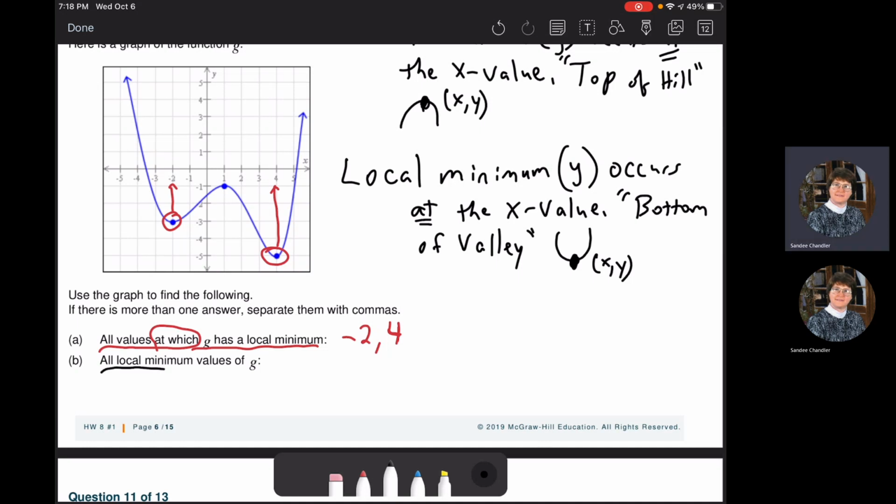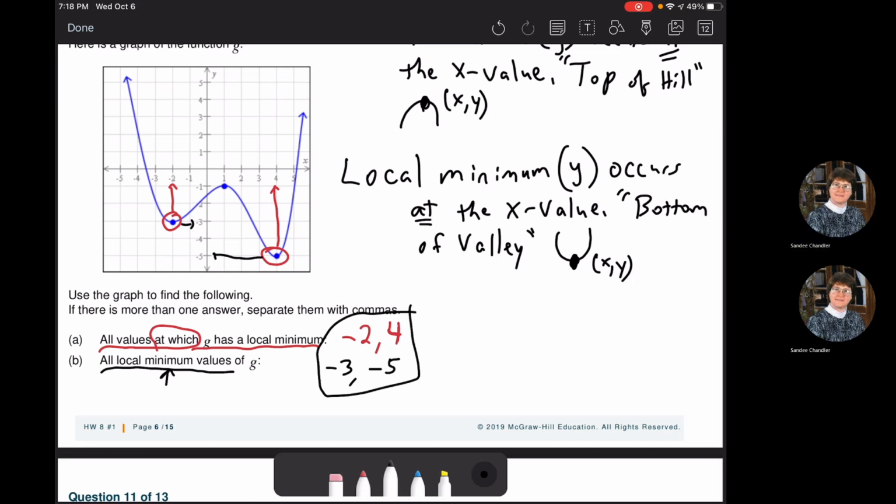Now you want the local minimum values. Now it's asking for the actual minimum values, and those are the y's. So we got one at -3. And we have one at -5. And those are our answers.